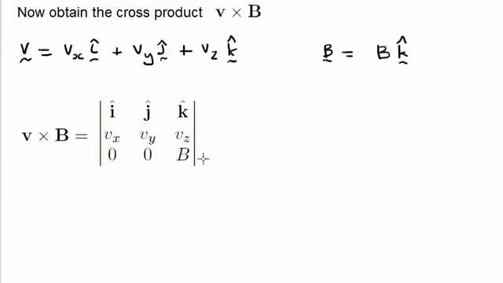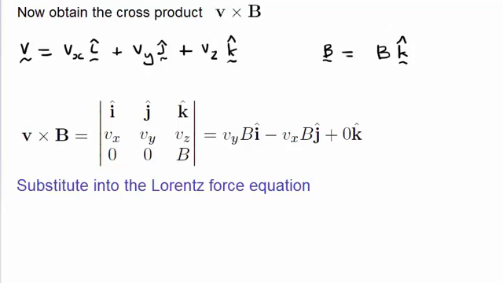If we carry out this determinant, we end up with the following expression, which consists of x, y, and z components of V cross B. Notice that the z component is 0, indicating that there is no force on the charged particle in the direction of the magnetic field, as you might expect. All that needs to be done now is to substitute this expression into the Lorentz equation, given by this.